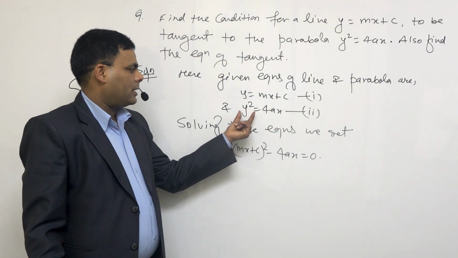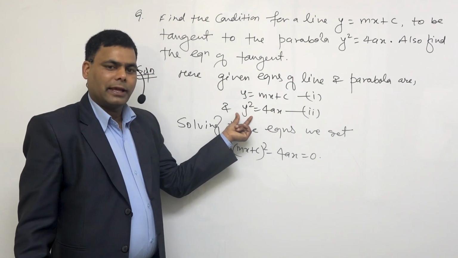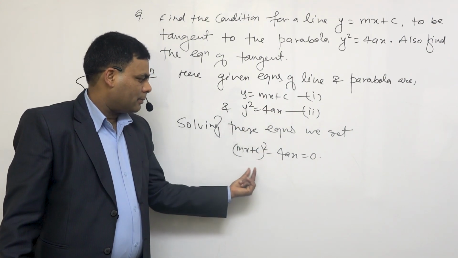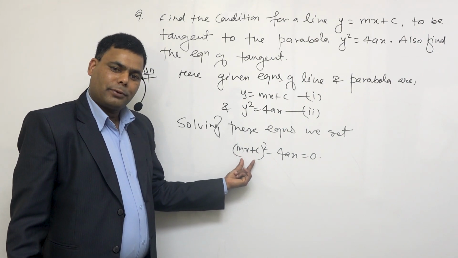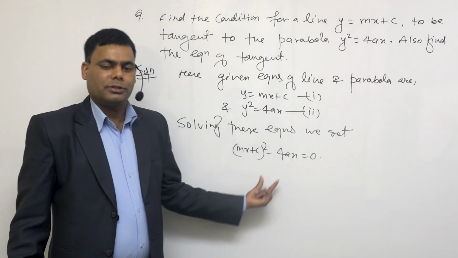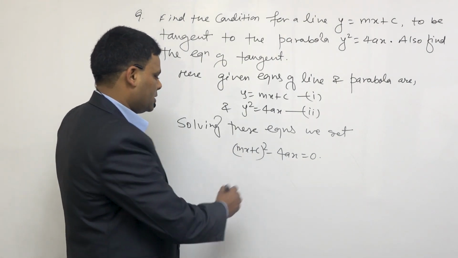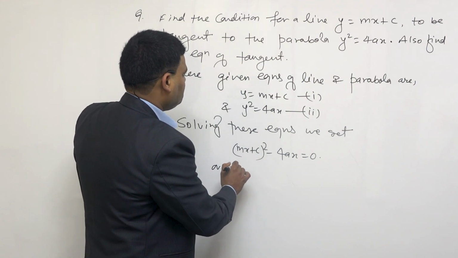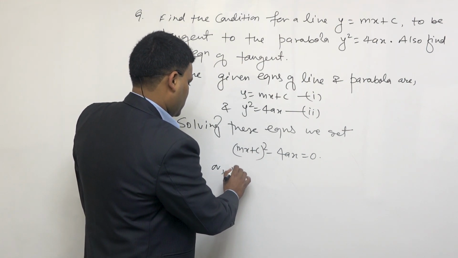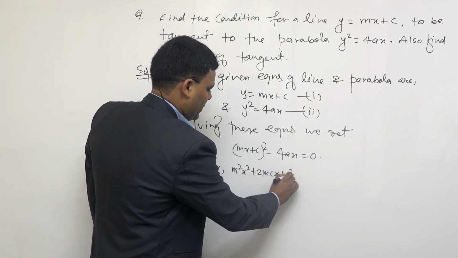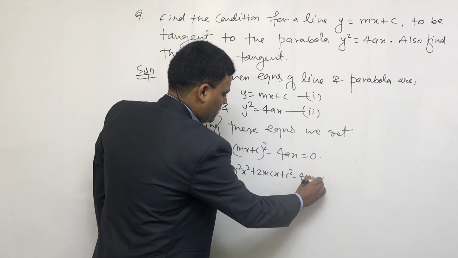यहाँनिर y को ठाउँमा हामीले mx plus c को भ्यालु राखिदियौं, त्यो गर्दाखेरि mx plus c को होल स्क्वायर भयो, अनि यो 4ax लाई लेफ्टमा ल्याऊ, त्यसपछि हाम्रो यहाँनिर (mx plus c) whole square minus 4ax equals 0 हुन आयो. Now again solving this equation, or using whole square formula, m square x square plus 2mcx plus c square minus 4ax equals 0.